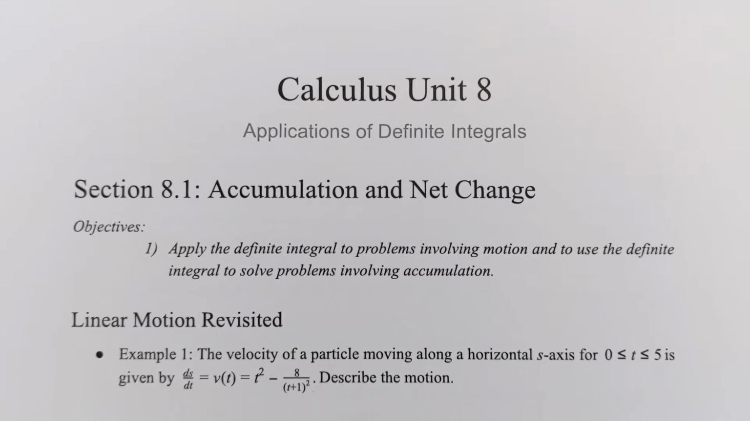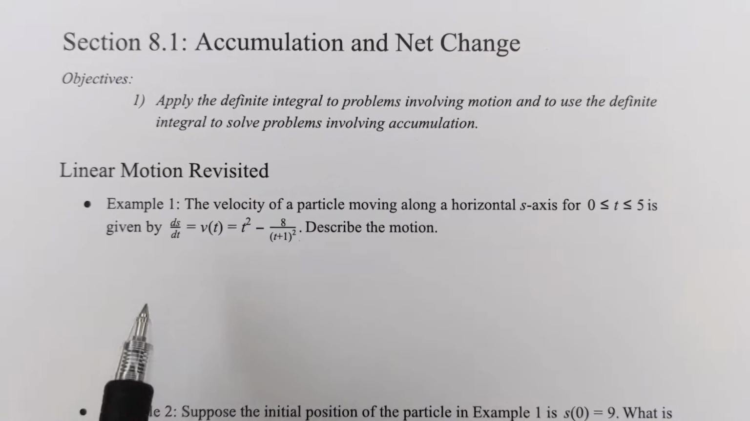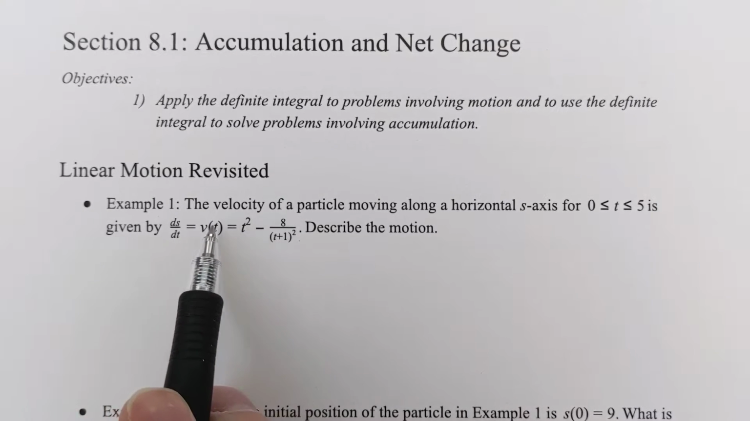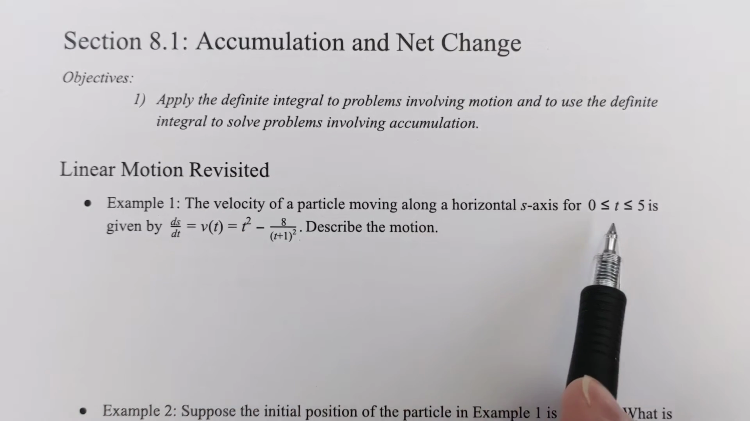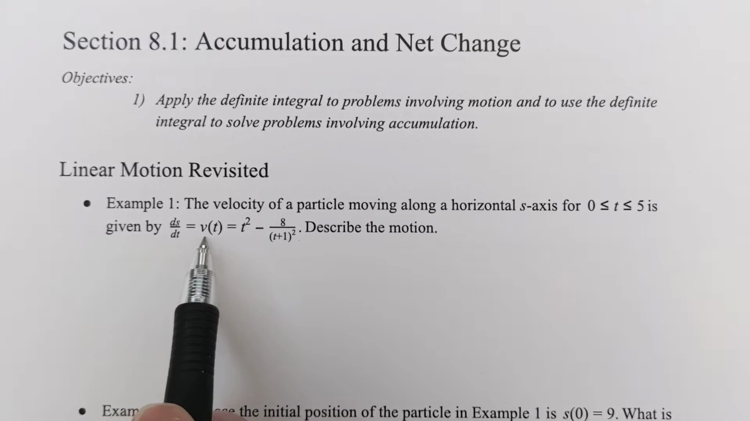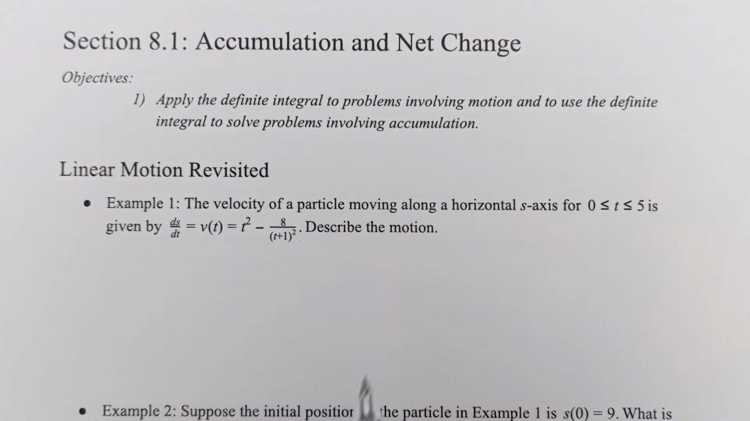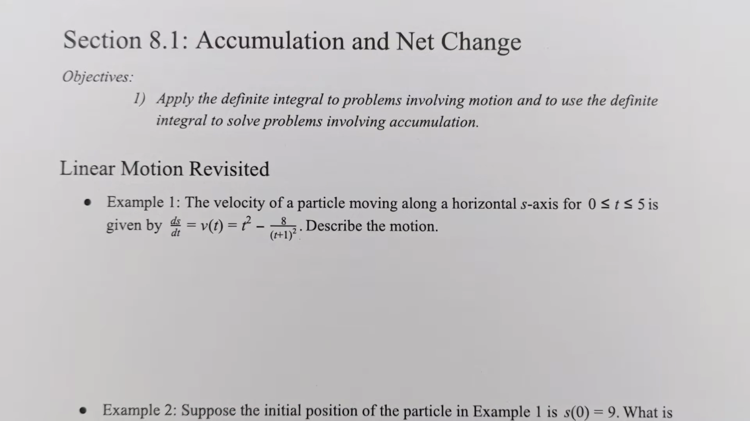All right, so here we've got the notes for section 8.1, which deals with accumulation and net change. So linear motion, example 1: the velocity of a particle moving along a horizontal s-axis from 0 to 5 is given by this equation. ds/dt, which is the same thing as velocity, equals (t squared minus 8) over (t plus 1) squared. Describe the motion.